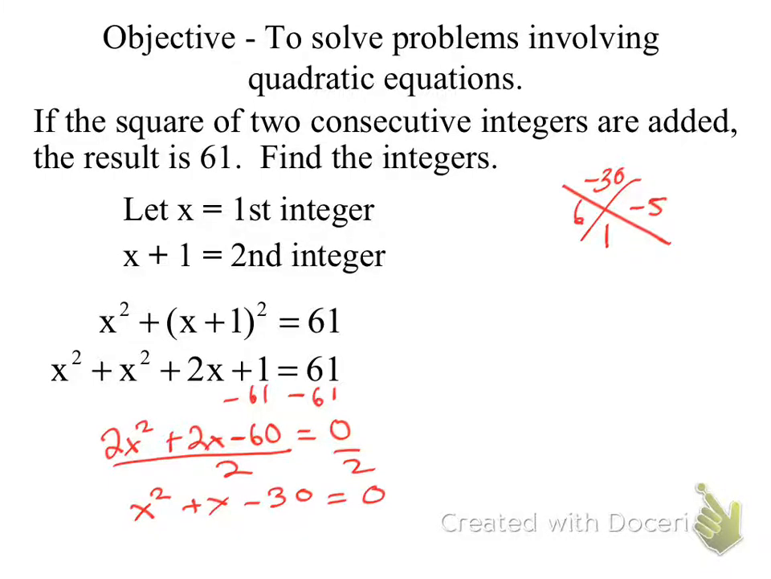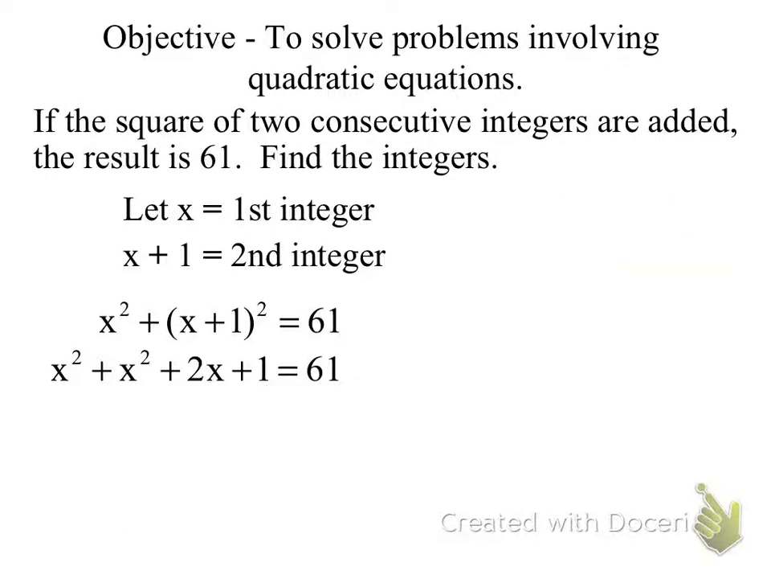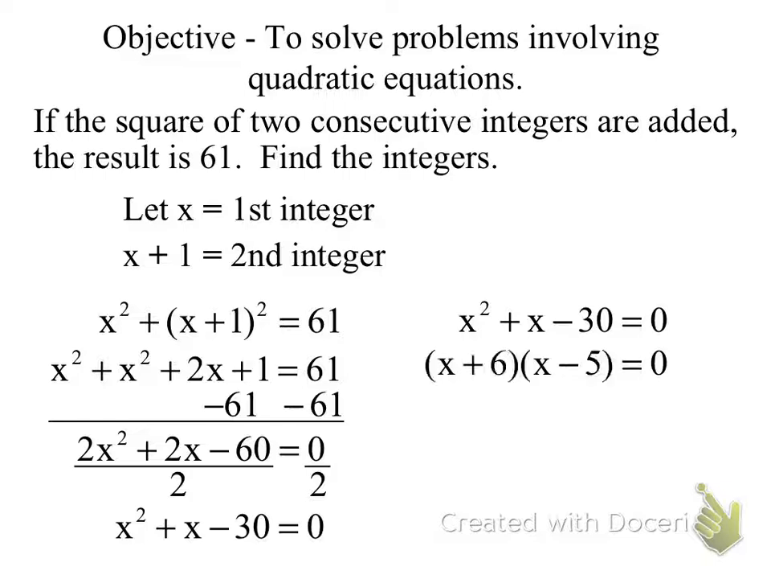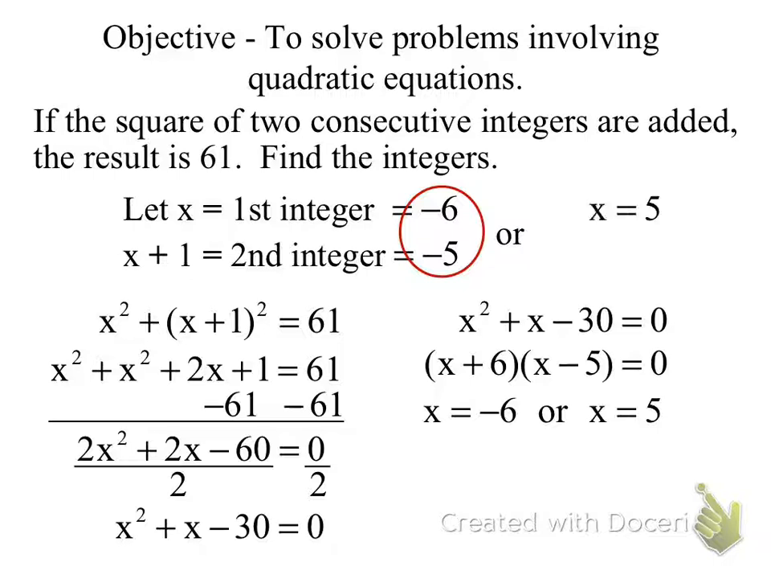Okay, so what am I doing next? x plus 6, x minus 5. What are my solutions? x equals negative 6 or 5. Now, if my solution is negative 6, what would the second integer be? Negative 5. If my solution is positive 5, what will the solution be? Yes. So in your answer column, you're going to give me something like this.